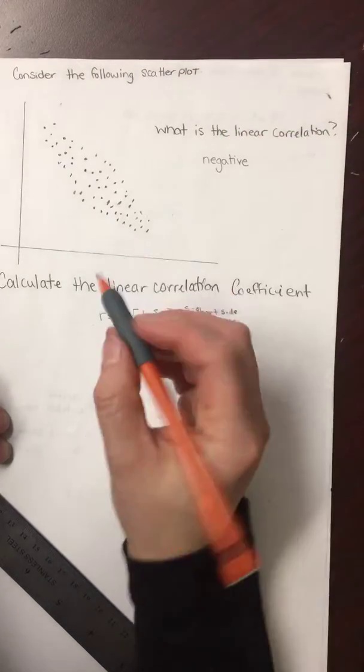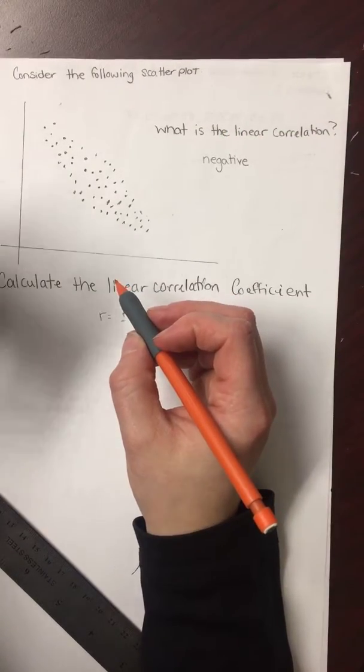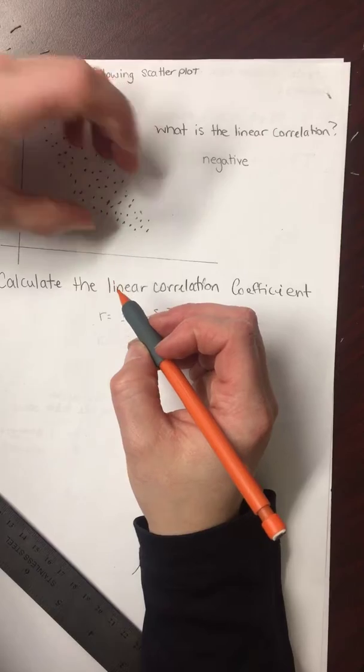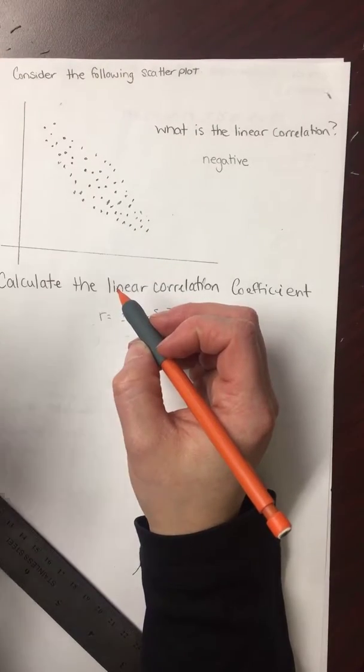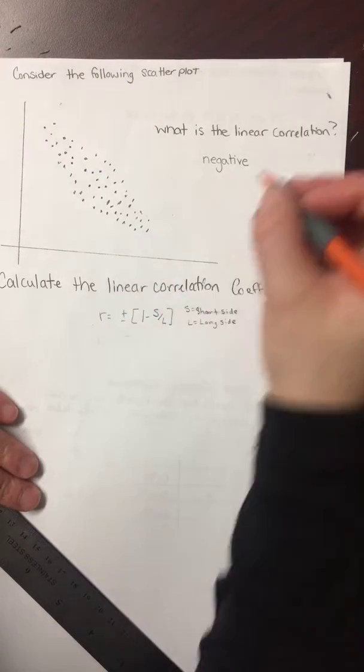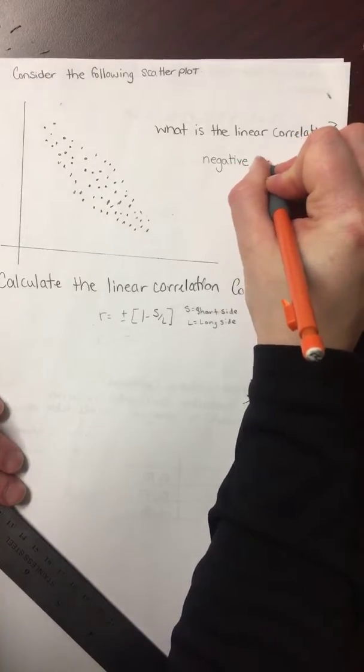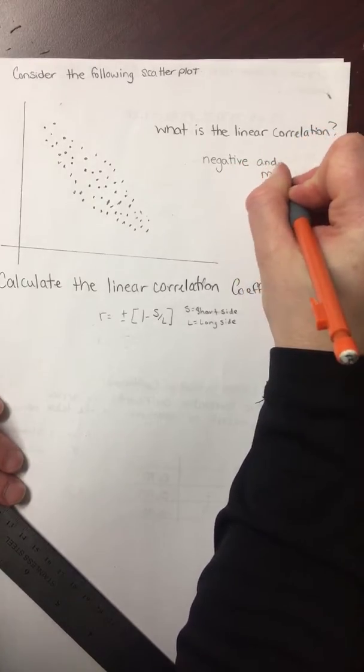Next, we're going to look at how close the dots are. They're relatively close together. So the closer they are to a straight line, the stronger they are. So I'd say this is negative and moderately strong.